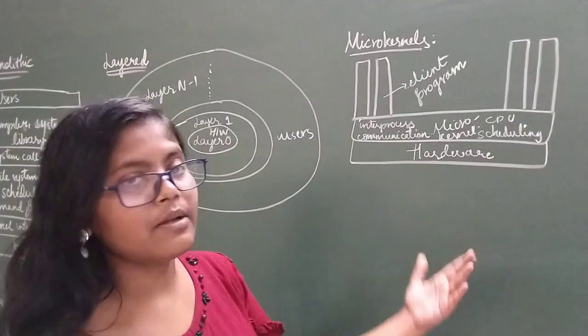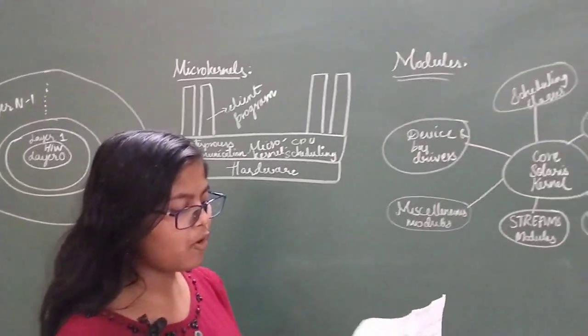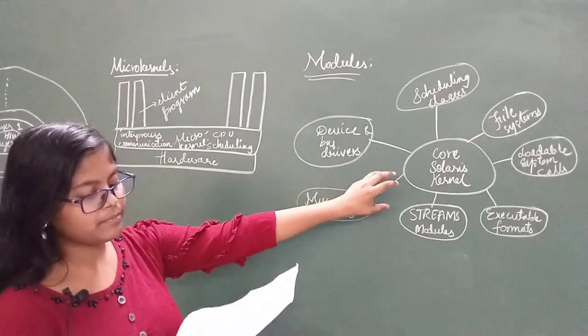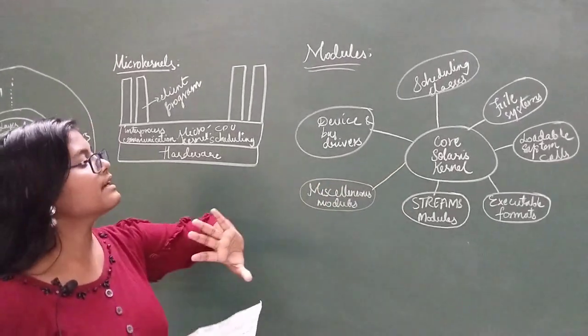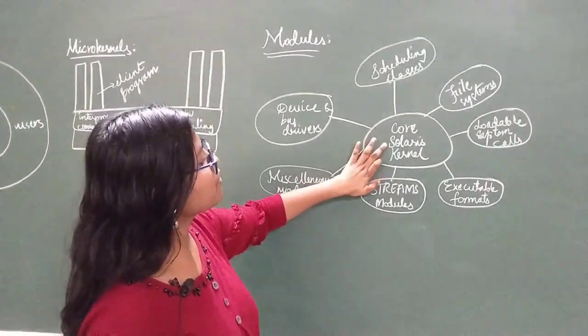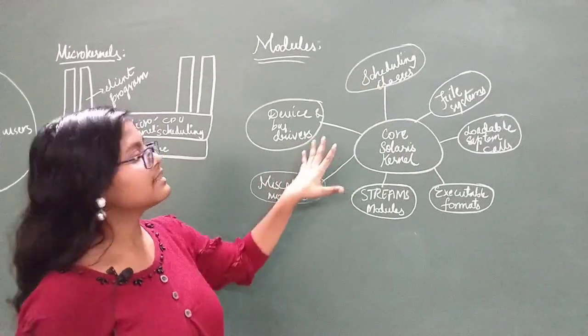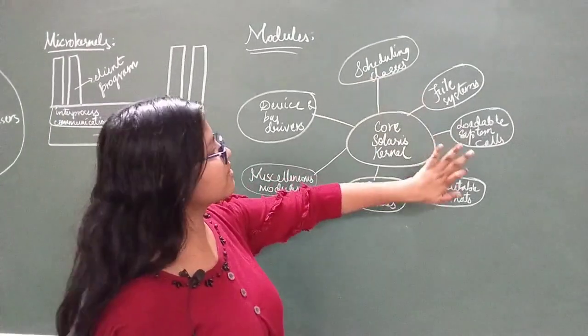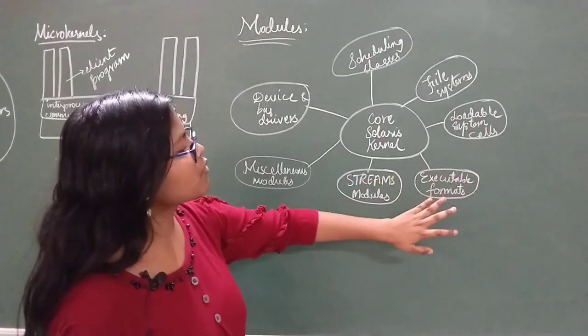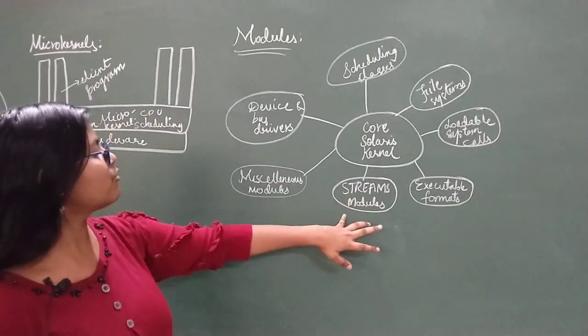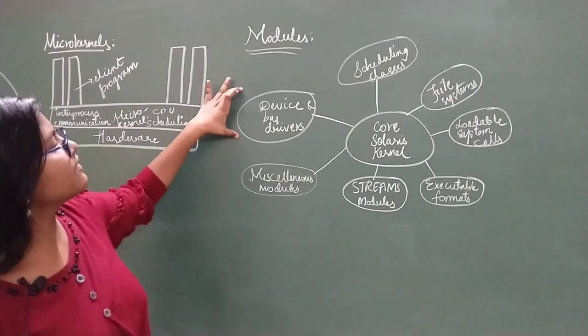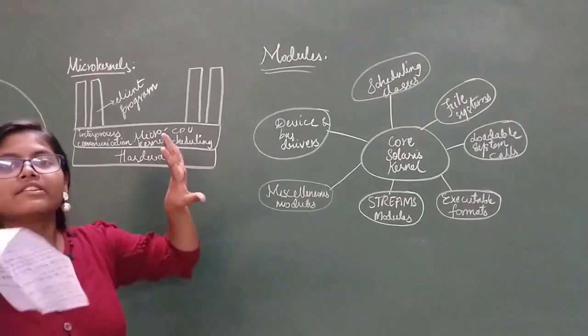So next comes the modules. In modules, this is a loadable kernel module. One example is the Core Solaris kernel. In this you have different kinds of modules, like scheduling classes, file systems, loadable system calls, executable formats, streams modules, miscellaneous, and device and bus drivers. So these are different modules.